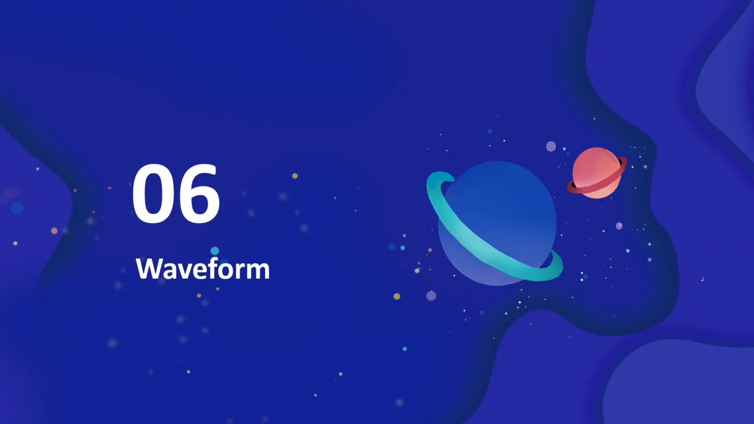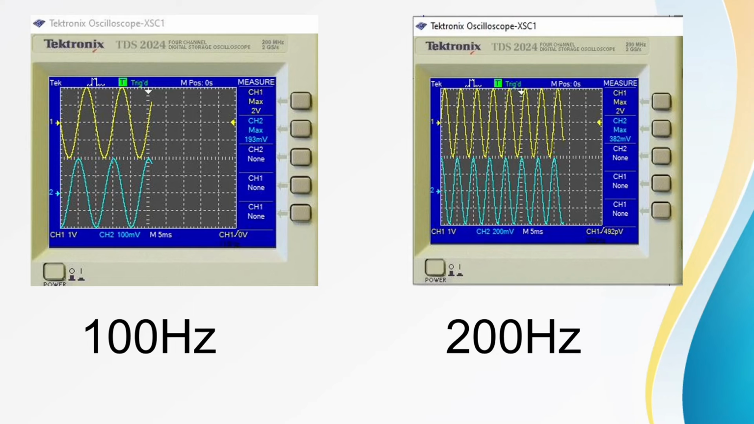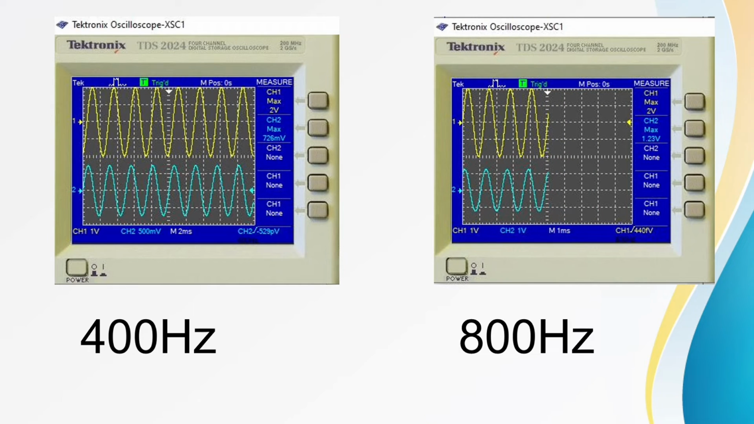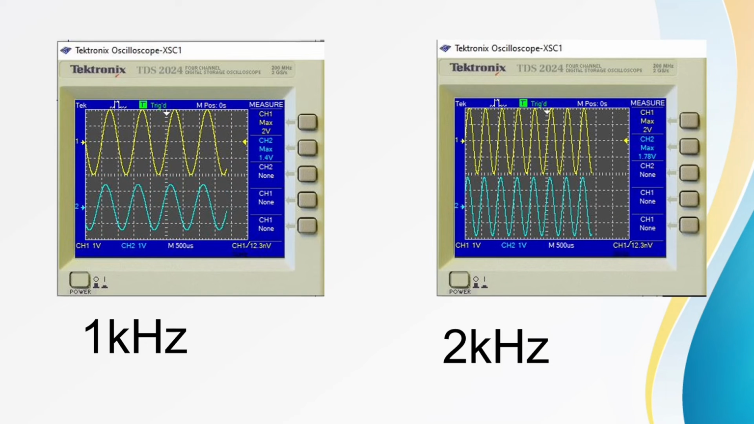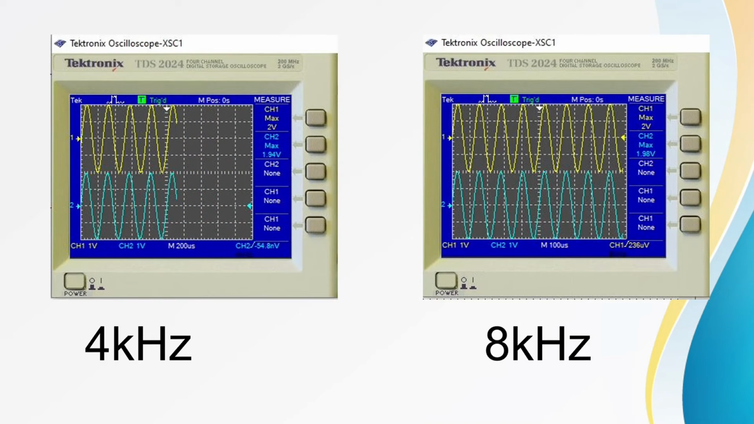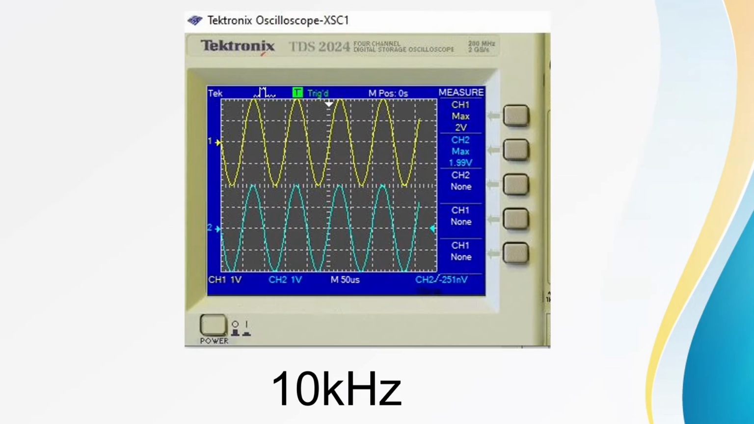Next, part 6, waveform. This is for the 100 Hz and 200 Hz waveform. Then 400 Hz and 800 Hz. After that, 1 kHz and 2 kHz. Then 4 kHz and 8 kHz. And lastly is 10 kHz.